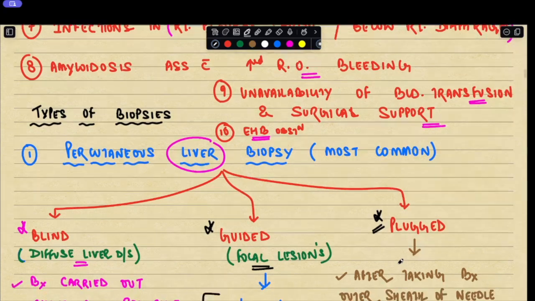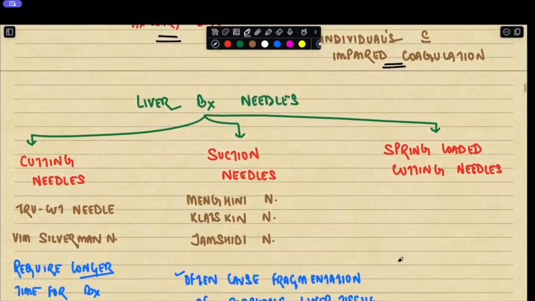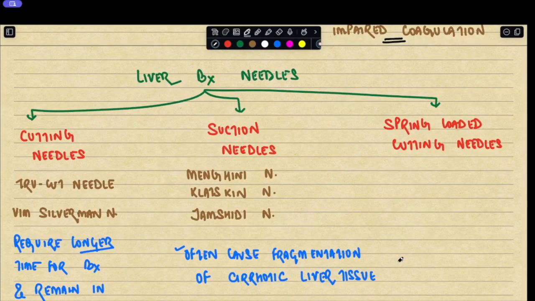or plugged. Now, liver biopsy needles are very, very important in your practical vivas. Any of such needles can be placed and you might be asked a lot of questions on this. So look at the liver biopsy needle. There are three important types: the cutting needle, the suction needle, and the spring loaded cutting needle.